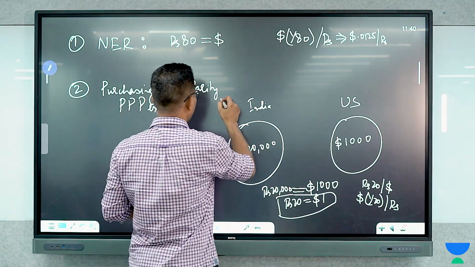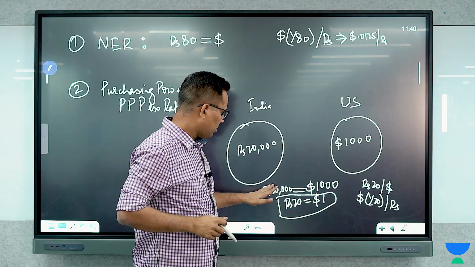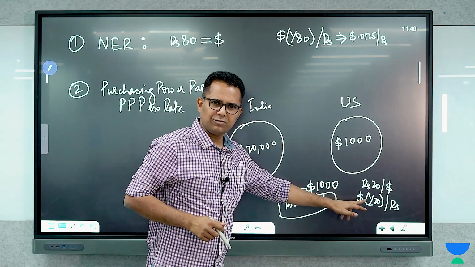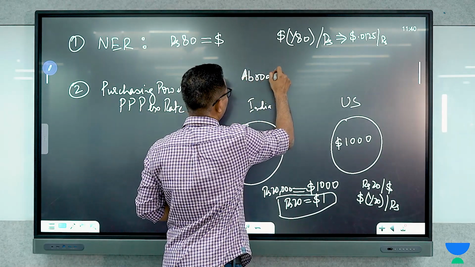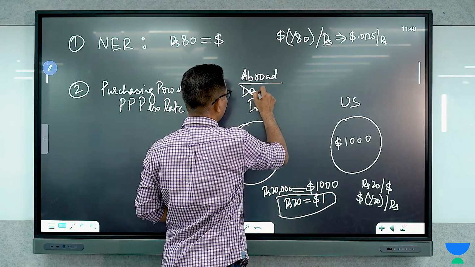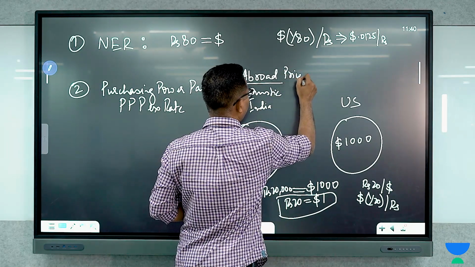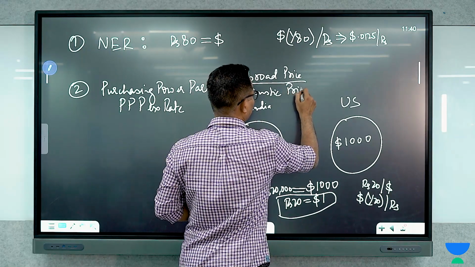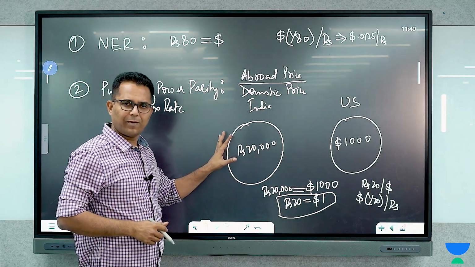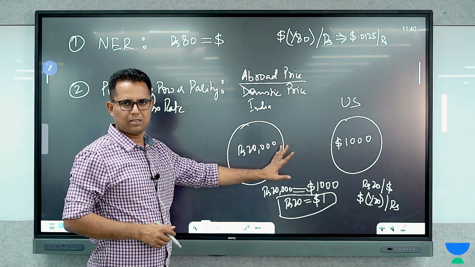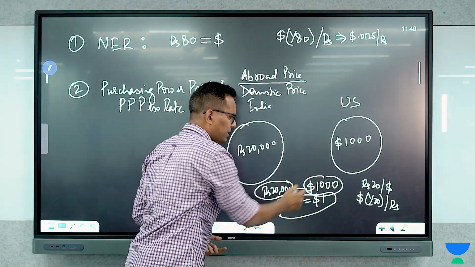So basically PPP exchange rate, what we are doing is foreign currency with respect to domestic currency. So abroad upon domestic. Abroad price upon domestic price. See, what we have done is, we have compared the prices of the basket here and here. This is the price of the basket in India. This is the price of the basket in US.